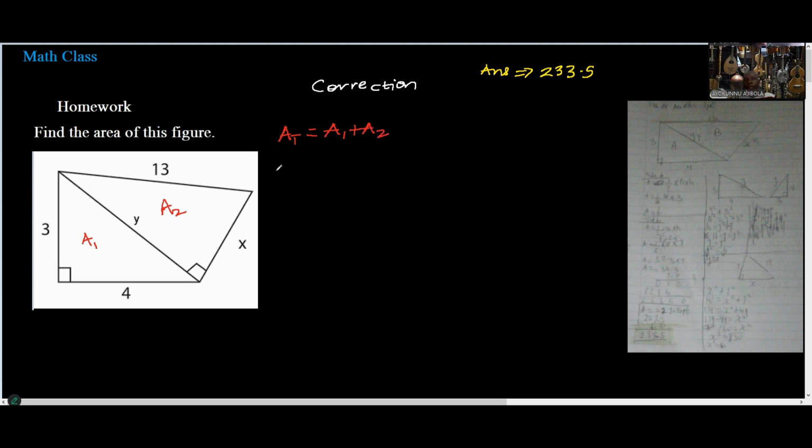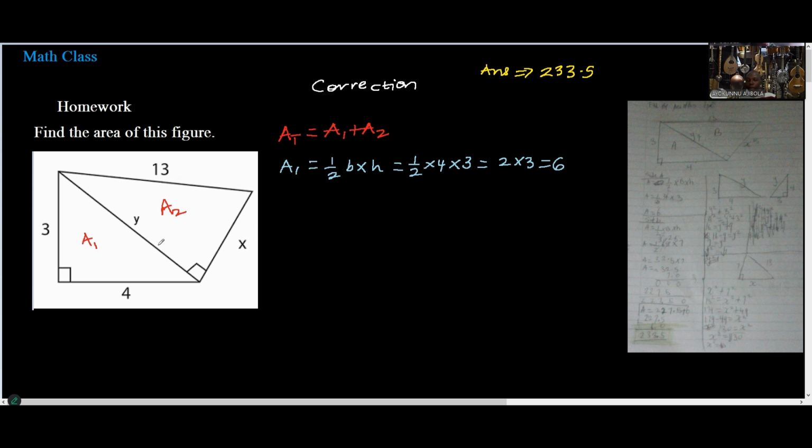So for area 1, it's going to be half base times height. The base is given to be 4 and the height is 3. So that is half of 4 times 3. Half of 4 is 2, then times 3. This is going to be 6 square units.